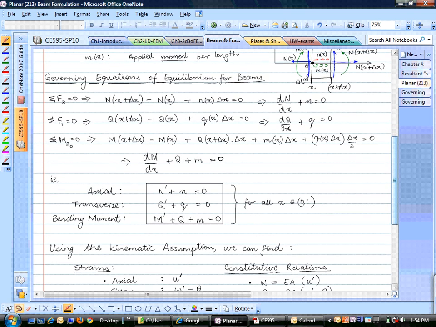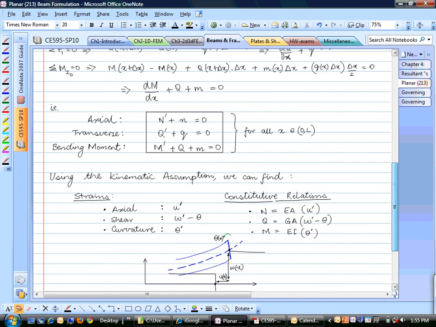And just a shorthand notation for this, we have N prime plus n, and these are the three equations that are written out here. So now keep a note that in all this, we never considered any kinematic assumption. We never made any approximations. These three equations are coming from equilibrium. These are coming from statics, sum of forces and sum of moments. We are not making any assumptions in here. So these equations will be valid no matter what.